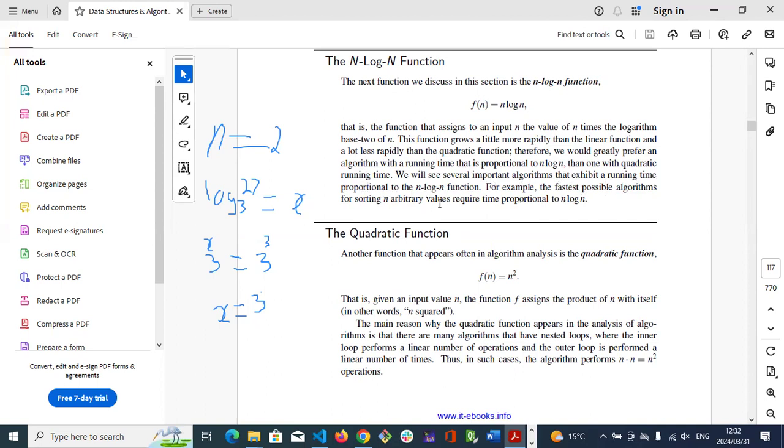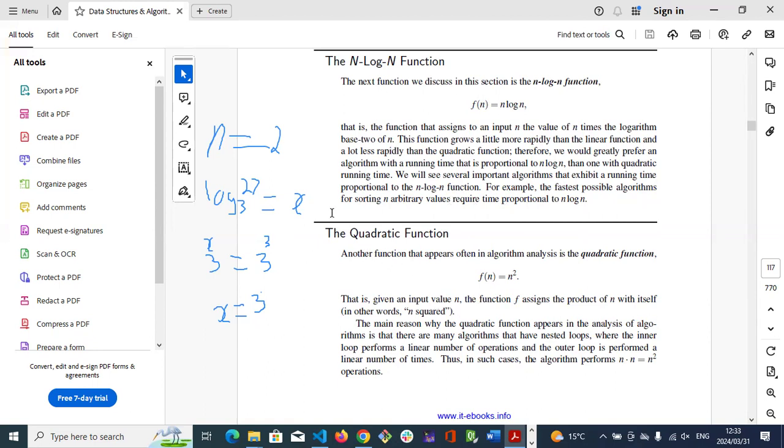We will see several important algorithms that exhibit running time proportional to the n log base 2 of n function. And then the fifth one is called the quadratic function. Another function that appears often in algorithm analysis is the quadratic function, f of n equals n squared. This is mostly used where we have nested loops.